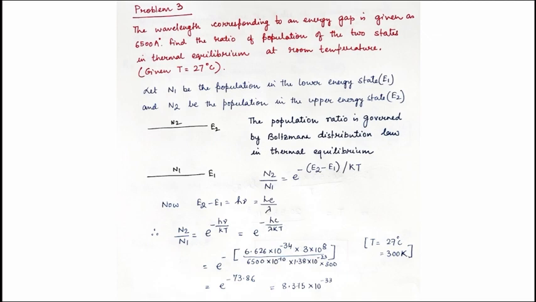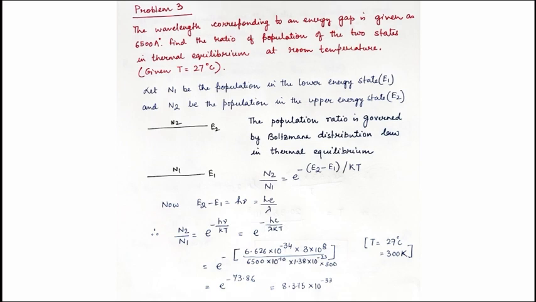Now, as you know from the Boltzmann distribution law, in thermal equilibrium the population ratio is governed by this law, which is given as N2 by N1 equal to e to the power minus (E2 minus E1) by K into T, where E2 minus E1 is the energy difference between the upper level and the lower energy level, K is the Boltzmann constant, and T is the temperature. So here we have to find this ratio, that is N2 by N1.